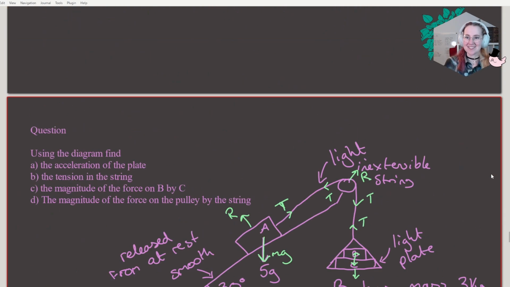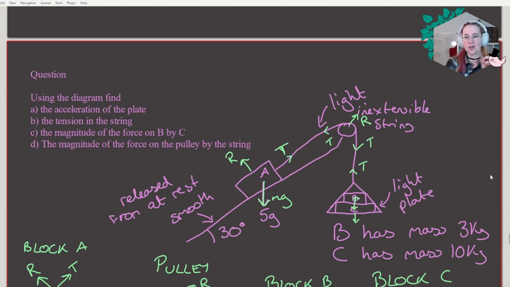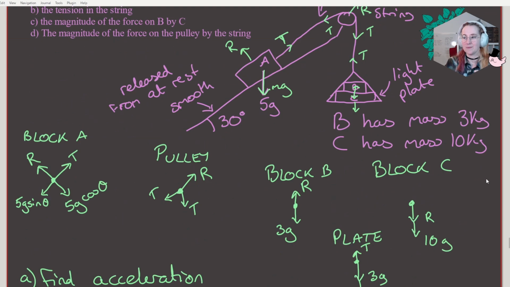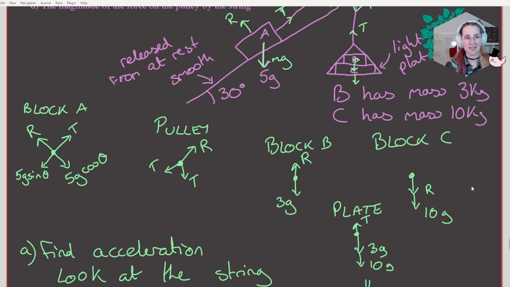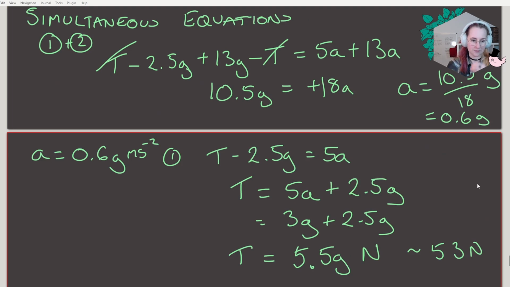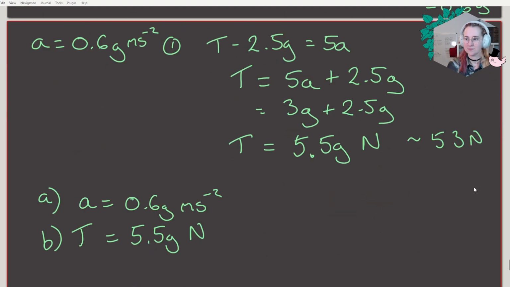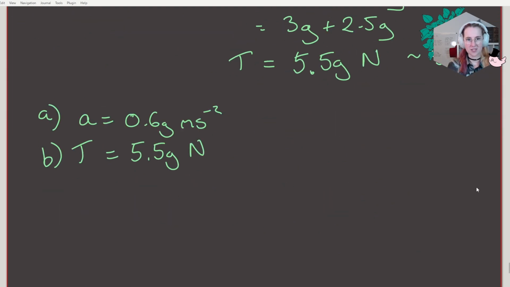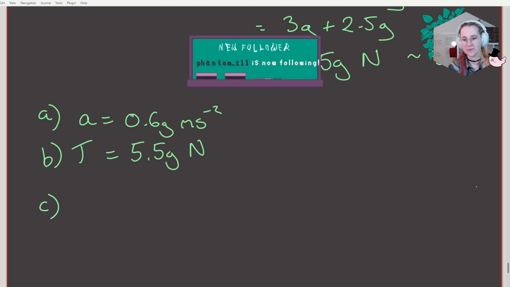So, part C of the question is the magnitude of the force on B by C. Now, there's this whole pulley plate thing happening, but B and C are inside of this contraption, right? So they're basically indifferent to the rest of the system. The only thing that really matters is the reaction force of C on B. So everything's moving with constant acceleration.